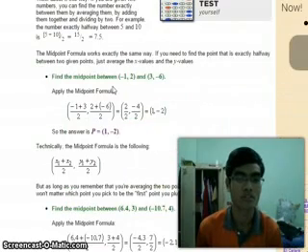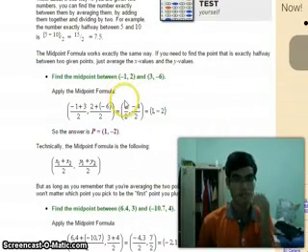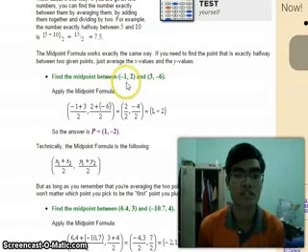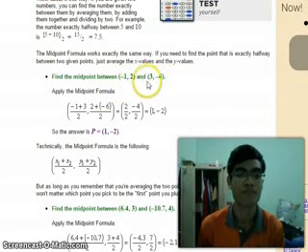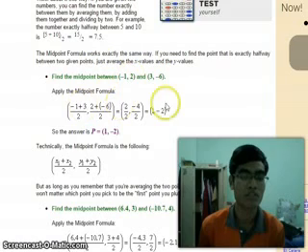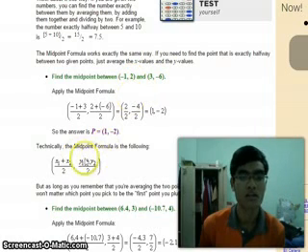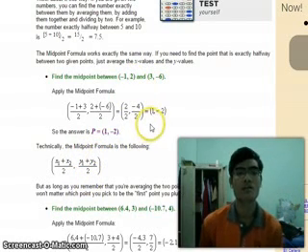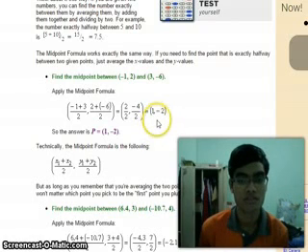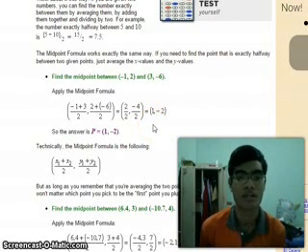Now we are going to see the example. Find the midpoint between -1, 2, and 3, -6. We just substitute these points into the formula, which is x1 plus x2, that is 3 and -1, plus, and then divide by 2. And then for the y-axis, y2 is -6 and y1 is 2. Just add them and divide by 2, and then we can get the midpoint of the line.